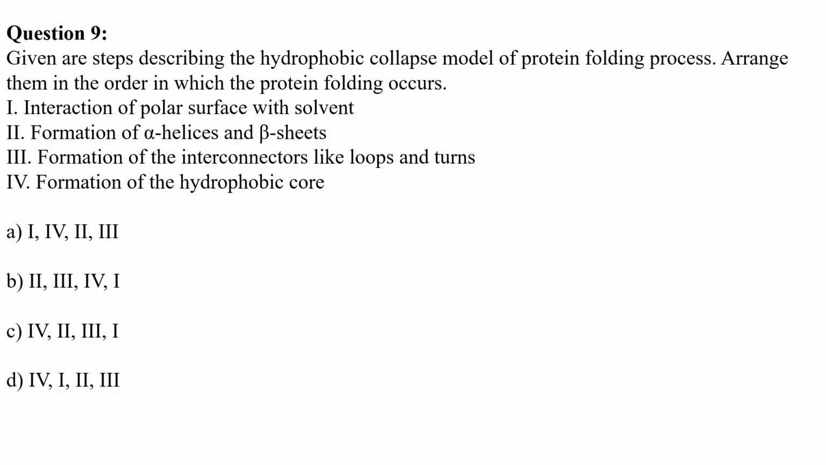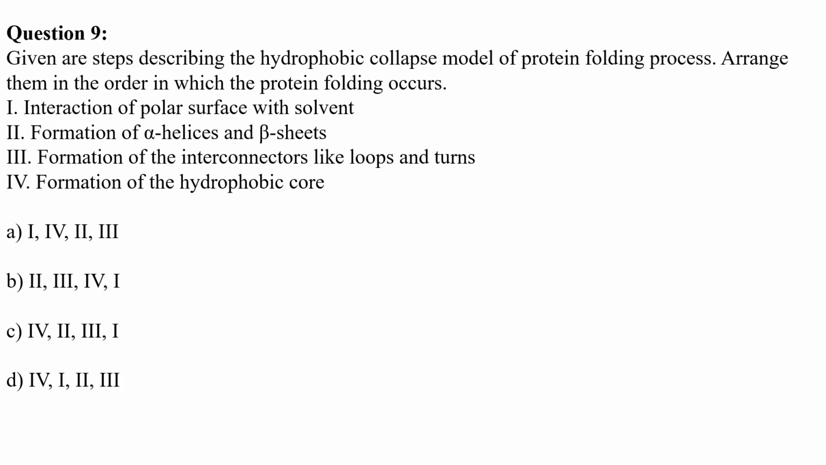So if you see option number C, formation of hydrophobic core, that is the first step, that is correct. Second is formation of alpha helices and beta sheets, that is also correct. Then goes formation of the interconnectors like loops and turns. If my protein has made alpha helices and beta sheets, they have to get attached to each other by certain loops and turns. Okay, those loops and turns will form, and then at the end interaction of the polar surface with water. So the outer shell that has all the polar amino acids, they will interact with the solvent outside the protein's environment. Okay.